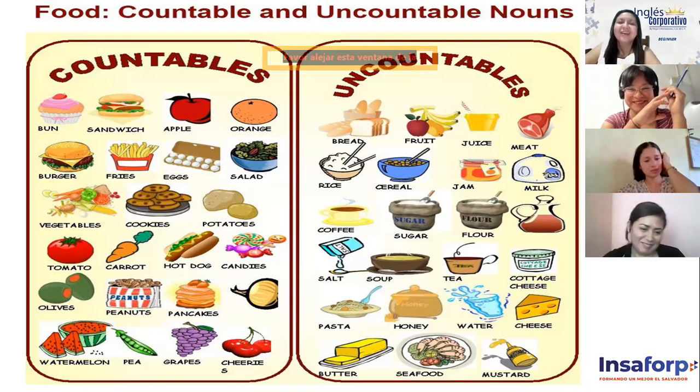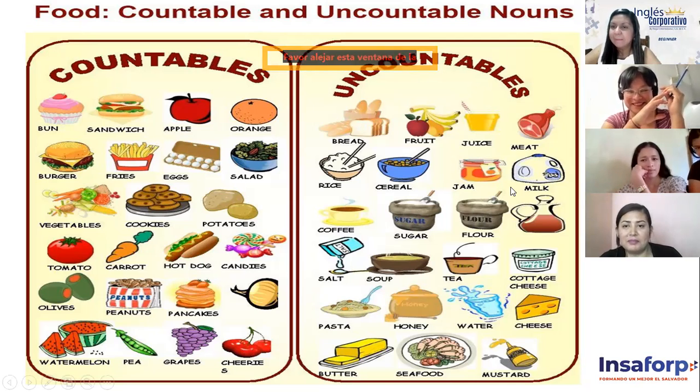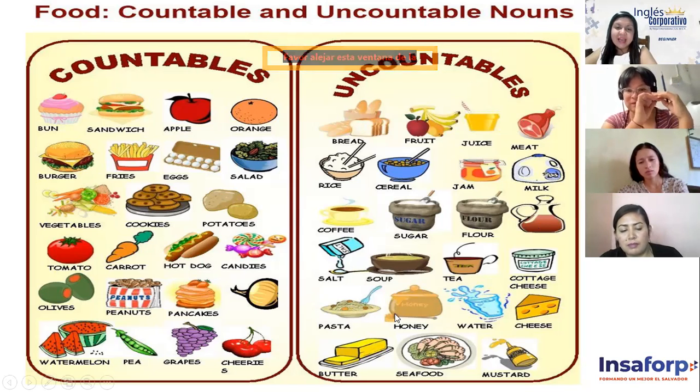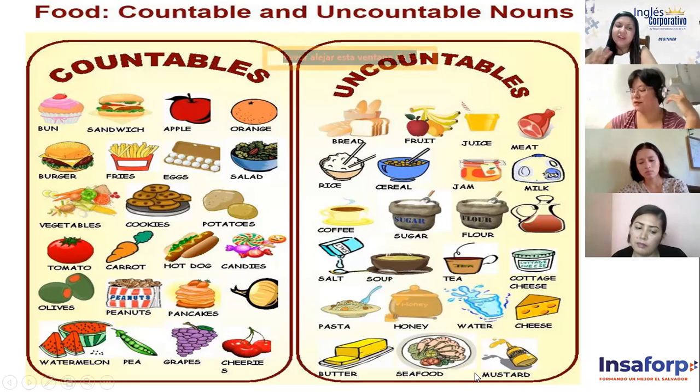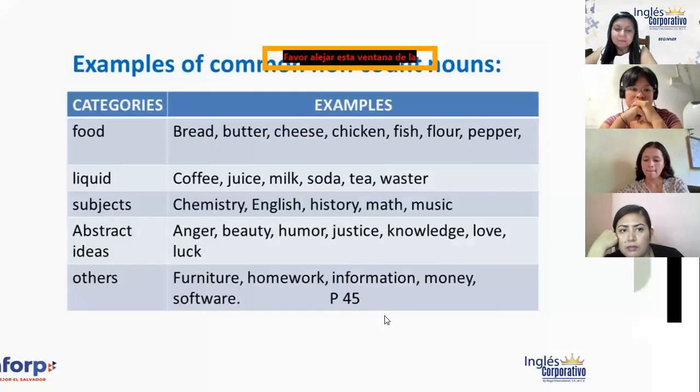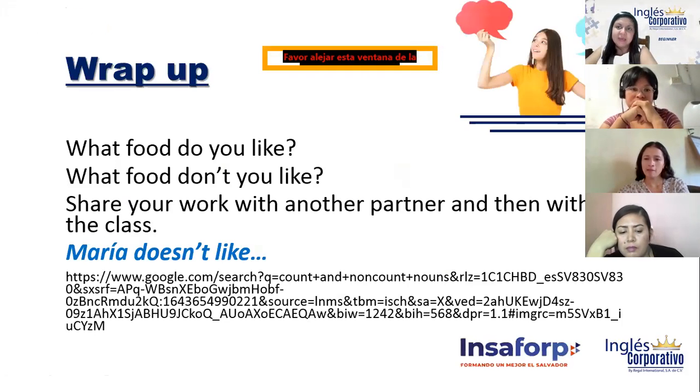Little by little. Okay, the cereal, jam, la jalea, milk, coffee, sugar, el azúcar, right? We cannot count the sugar. Flour, harina. I think this is oil. Oil. El aceite, salt, the soup, the tea, the cottage cheese, pasta, honey, water, cheese, butter, seafood in general, and mustard or mayonnaise. Okay? So I think you have the idea, right? The difference between countables and uncountables. And tomorrow we are going to continue talking about this, right? And how to use some and any.